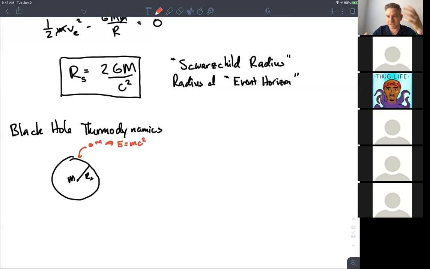Okay, and so now if you think about a regular object, like your computer or whatever it is, your table, whatever it is you're sitting in front of, if you increase that object's internal energy, what does that correspond to? That corresponds to changing its temperature, right? So what we want to do is think about how, when we add mass to a black hole, how does that affect its temperature? And what does that even mean for a black hole to have temperature? We'll get to that in a moment.